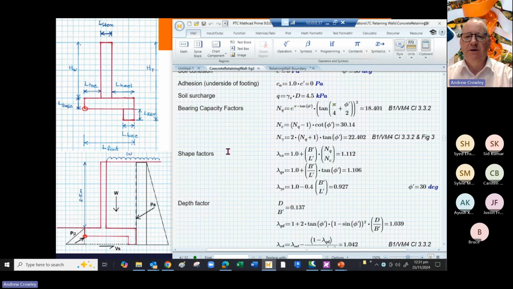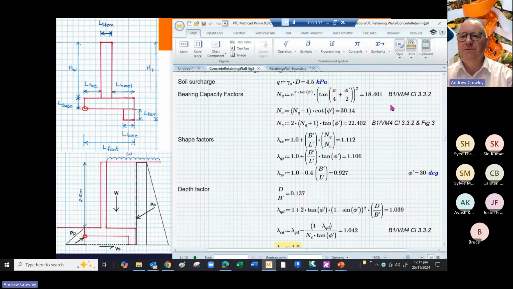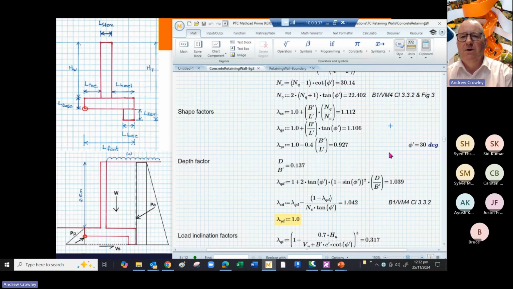So here are the bearing capacity factors, and again they're given in B1 VM4. Now you can use the graphs given in there, or you can use the formula given in there, but if you use the formula, spot the errors. These equations given in the B1 VM4 are not quite right. So in our case, the bearing capacity factors Nq, Nc, and N gamma work out as 18.4, 30.1, and 22.4.